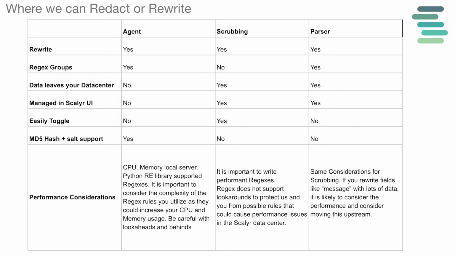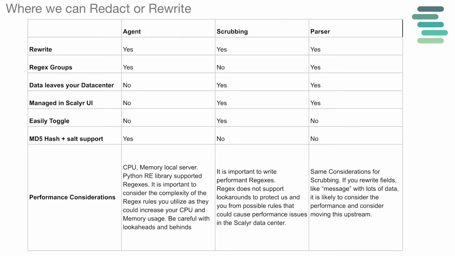If you're sending data over the pipe with scrubbing in the parser, it's important to consider that you're going to be using the Java library, and due to the necessity to make regular expressions as performant as possible, the regex does not support lookarounds. That protects us and your account from a customer possibly writing something that could cause issues for everybody. So the same thing is within the parser.